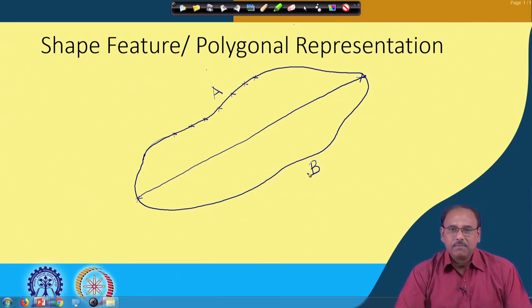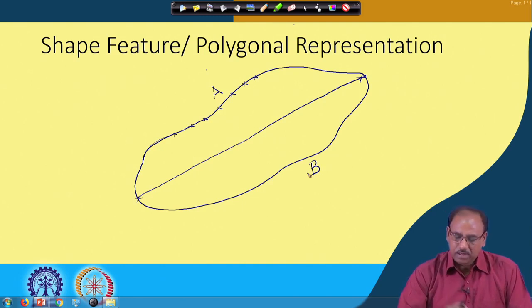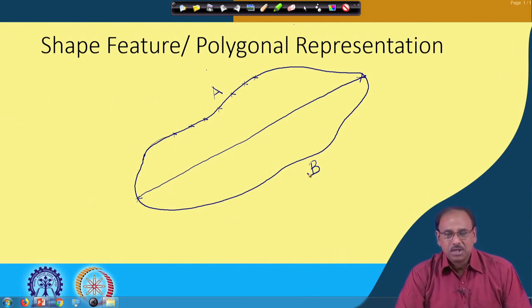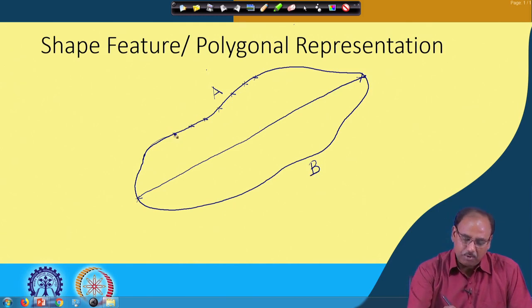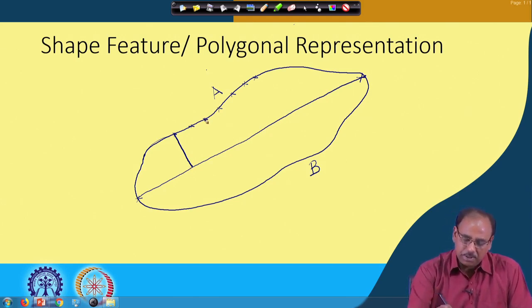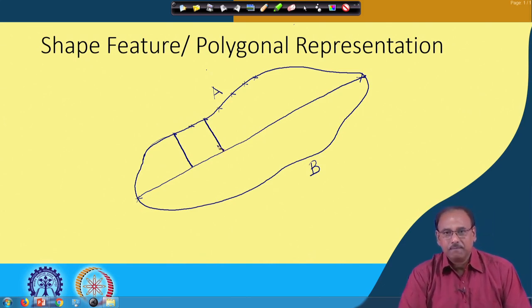So, at the next level, we can again subdivide both these sub boundaries, and for that we have to use a criteria. The criteria can be that I compute the perpendicular distance of different points on these boundary segments from this straight line. So, given a point over here, I can try to compute the perpendicular distance of this point on this boundary. I can also compute the perpendicular distance of this point on the boundary from this straight line.